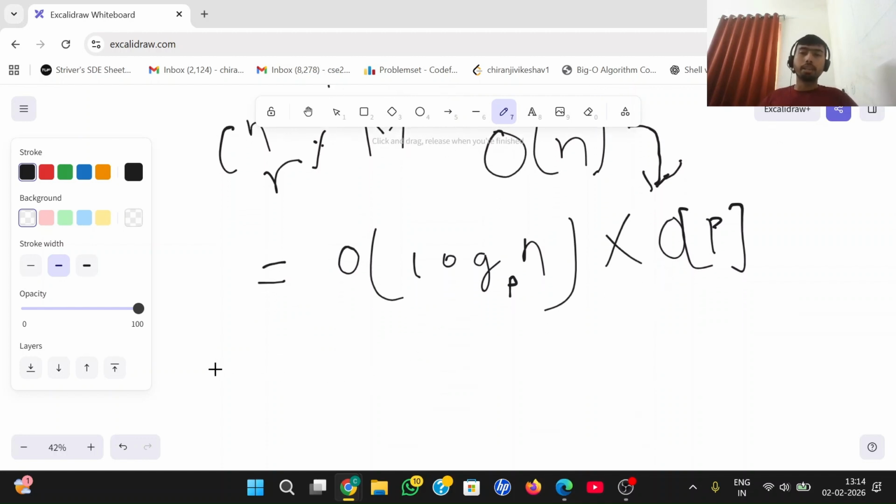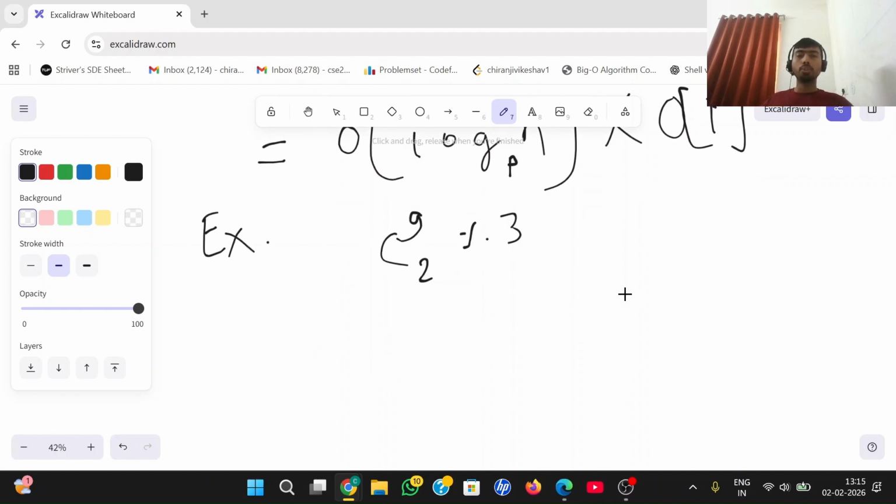So let's take a simple example. Let's calculate the value of 9C2 modulo 3. So what is going to be the value of 9C2 modulo 3? It is going to be 9 multiplied by 8 divided by 2, and it is 36. Okay, modulo 3. And let's calculate this using Lucas theorem.